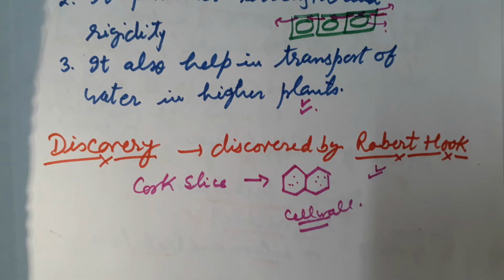If the cell is living, then cytoplasm and nucleus are there. But if the cell is dead, only the outermost covering, that is the cell wall, is there. So what did Robert Hooke actually see? Empty compartments surrounded by a rigid structure, that is the cell wall.